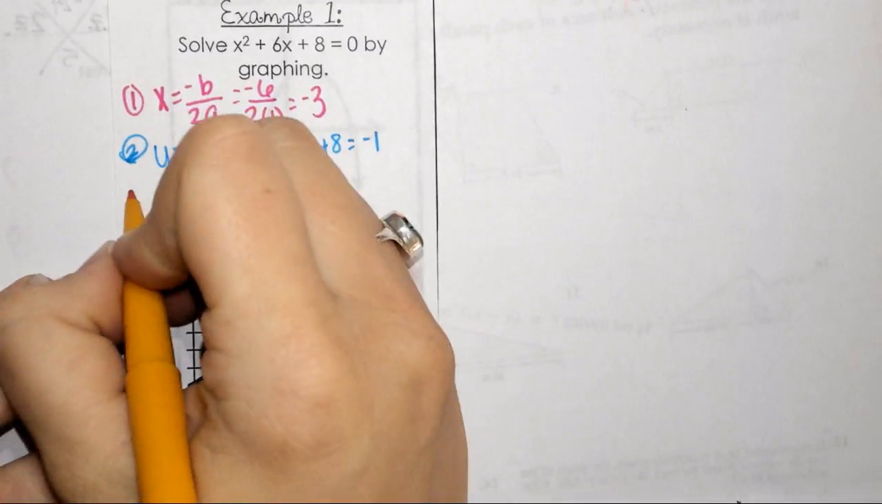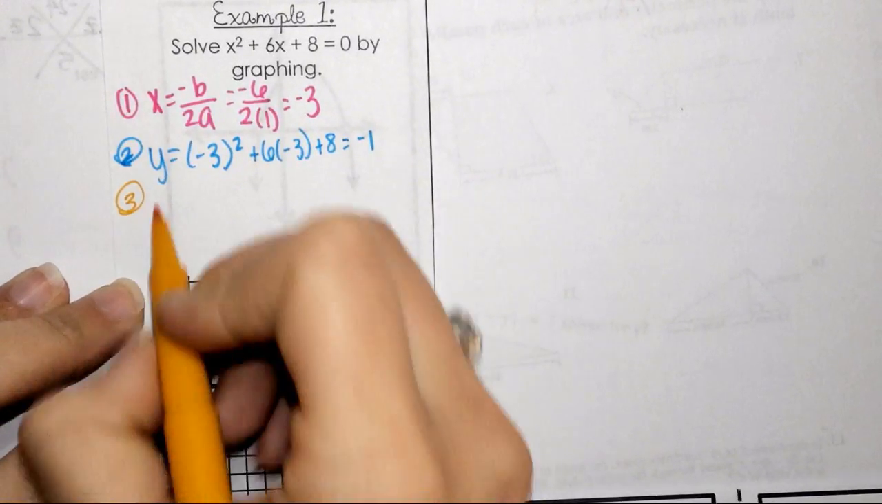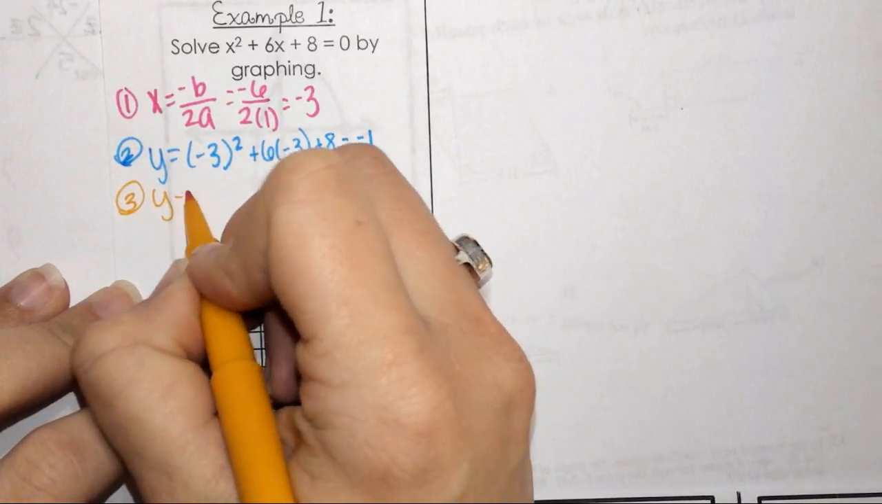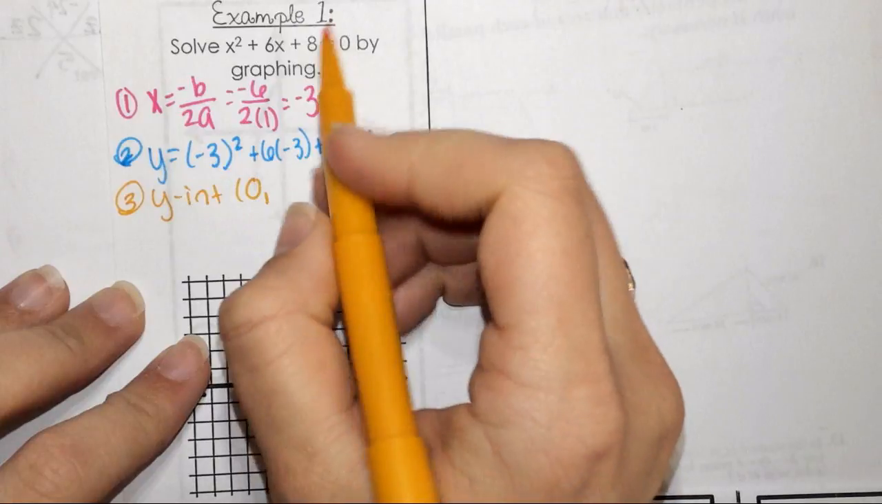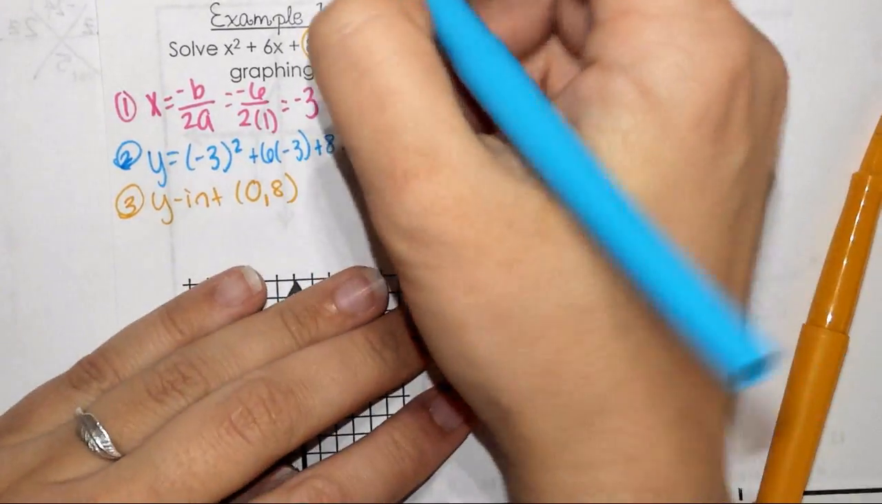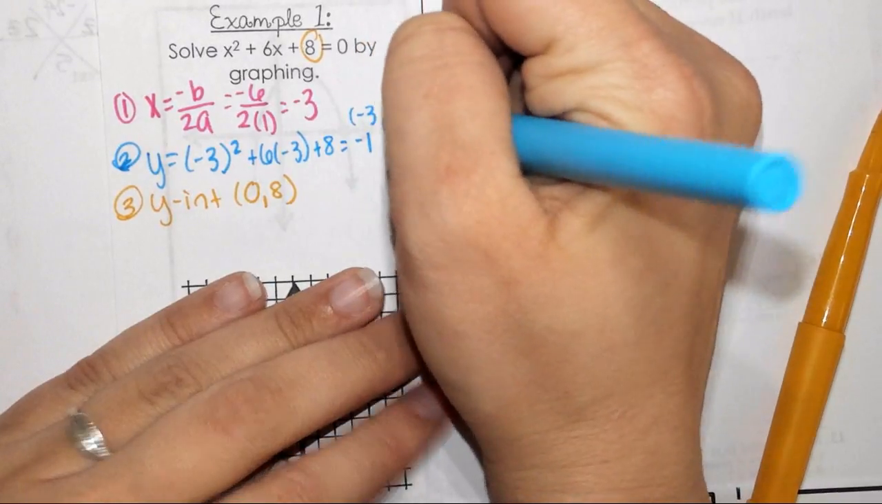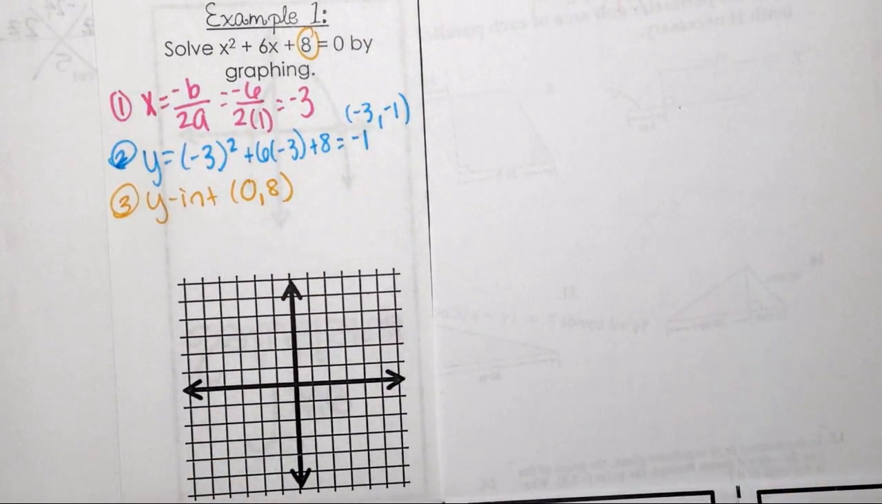All right, and what is step 3? And what is our y-intercept? 0, 8. So your vertex right here where you used your negative 3 is negative 3, negative 1. And then this one is 0, 8.